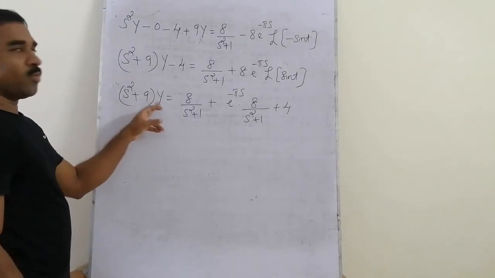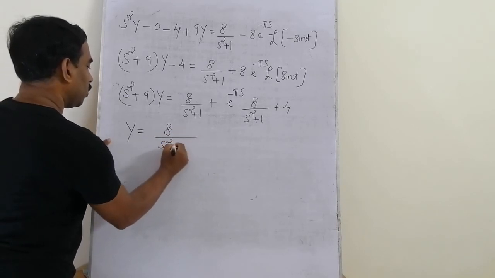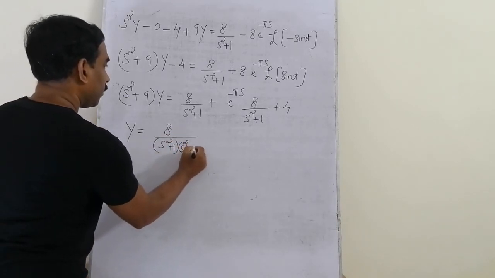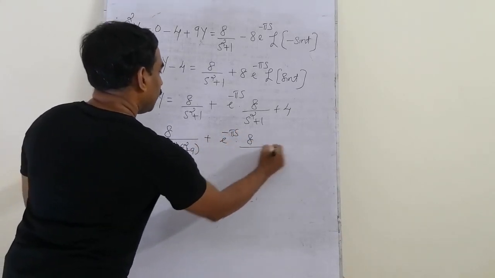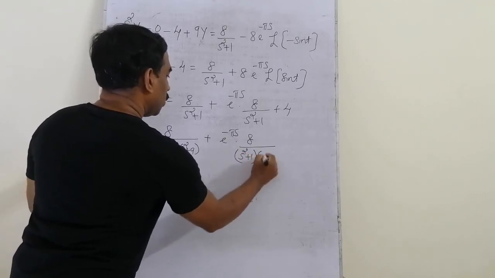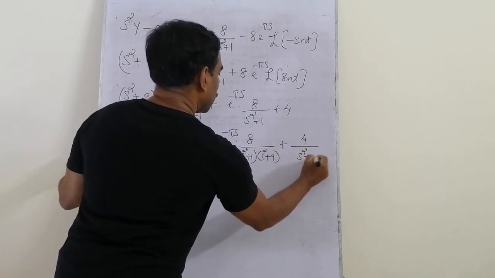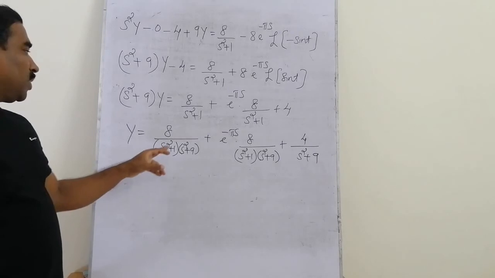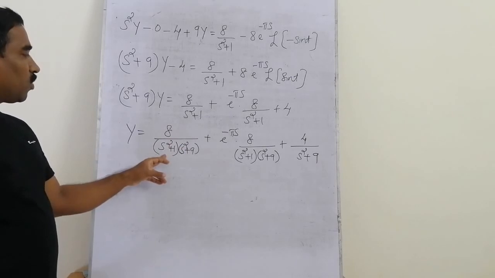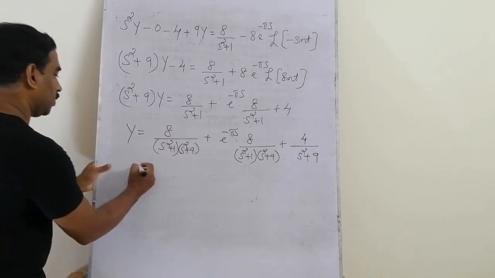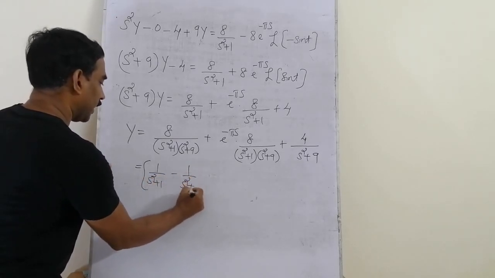Now dividing throughout by s square plus 9, we get capital Y. So this capital Y is equal to 8 by (s square plus 1) into (s square plus 9), plus e raised to minus pi s into 8 by (s square plus 1) into (s square plus 9), plus 4 divided by s square plus 9. Now using the partial fraction method, we can split this quotient 8 by (s square plus 1) into (s square plus 9) as 1 by s square plus 1 minus 1 by s square plus 9.